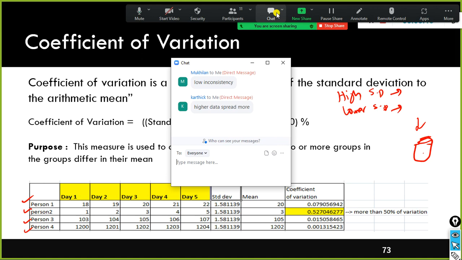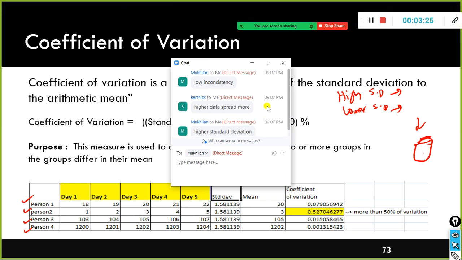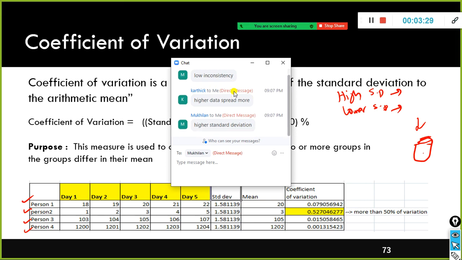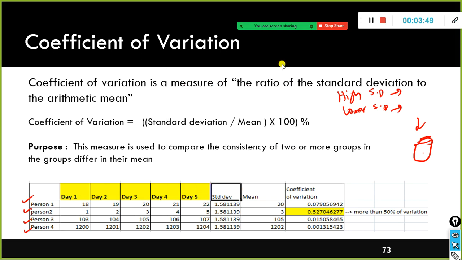What about others? Higher standard deviation represents low inconsistency? No. Higher standard deviation is not relevant to the mean, says Gilbert. No. See, higher the standard deviation.